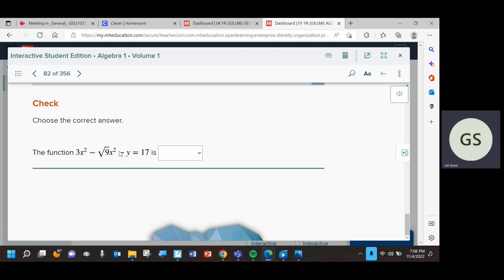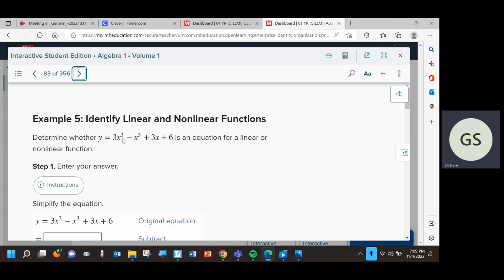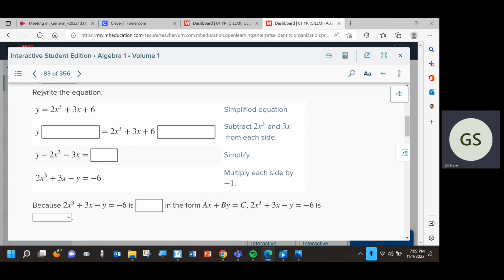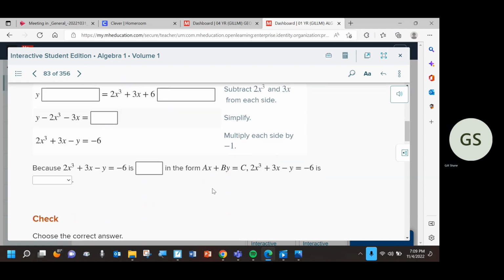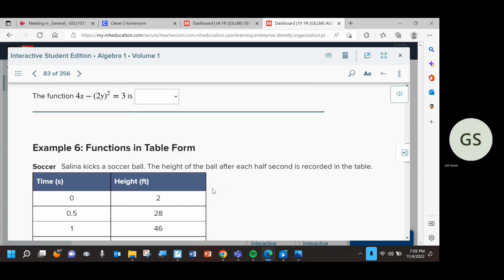But anyway, just for now, I think it's pretty safe to assume we have an exponent of 2 or higher, that it's going to be a nonlinear function. If you don't see any exponents of 2 or higher, then it is a linear function. We're going to stick with that for now. Again, exponent of 2 or higher, so that is going to be a nonlinear function. So I think we're probably going to move on. Again, exponent of 2 or higher, so nonlinear. Same thing.